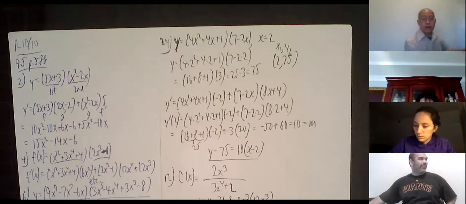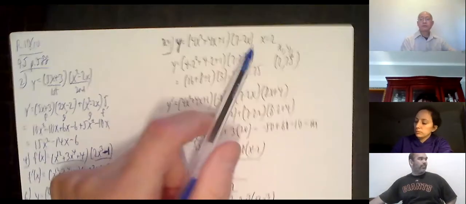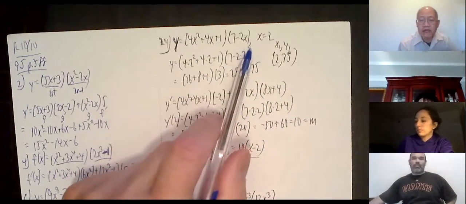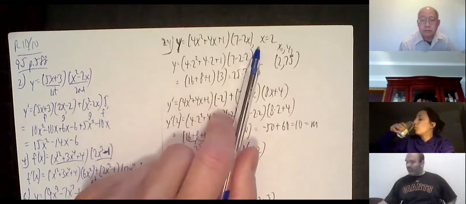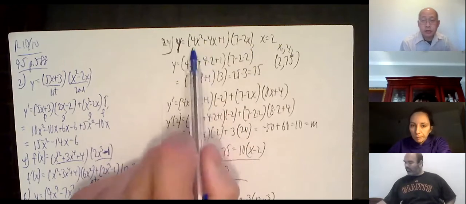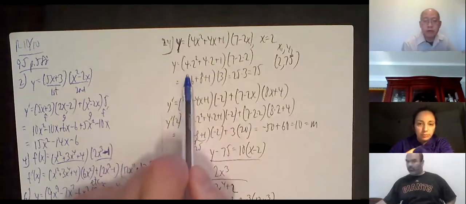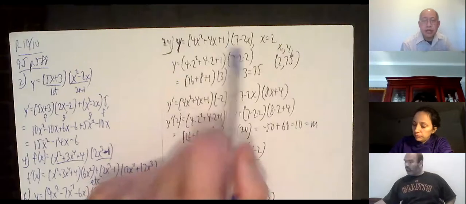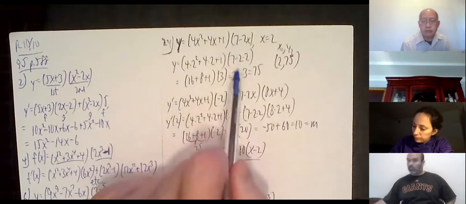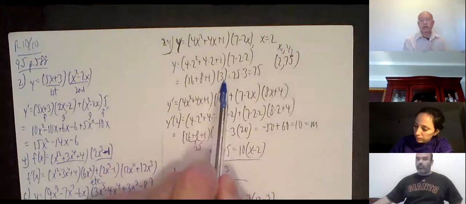Yeah, 4x squared plus 4x plus 1 times 7 minus 2x, x equals 2. Okay, notice they don't give me the y value. So I have to figure out the y value. Plug it in. Put 2 here, here, and here. So 4 times 2 squared plus 4 times 2 plus 1, times 7 minus 2 times 2. So let's see, that's 7 minus 4, which is 3. So that's the easy part.